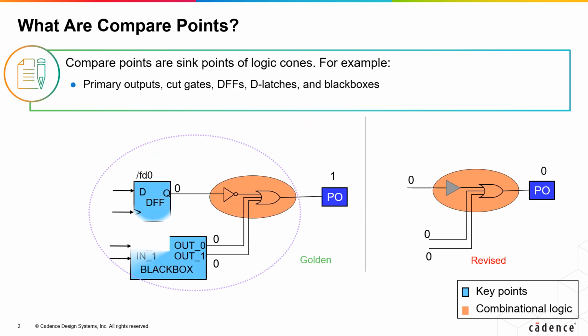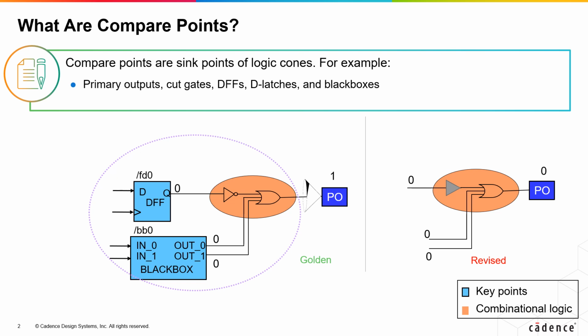The compare points are the endpoints of your logic cones. We compare the two designs at these compare points. In this example, we have a primary output as a compare point. The tool provides input vectors to the logic cone starting at the output of the flop and also the outputs of the black box. We can give 0 or 1 at any of these start points and then determine whether the output at PO is 0 or 1 on the golden side.